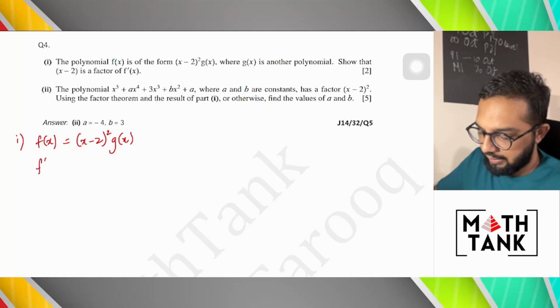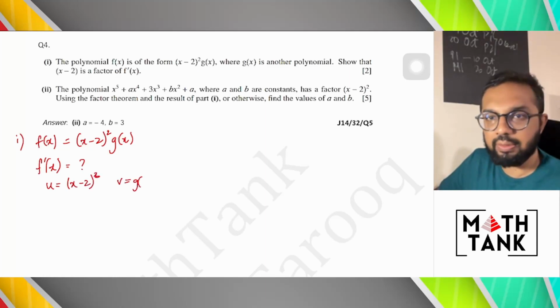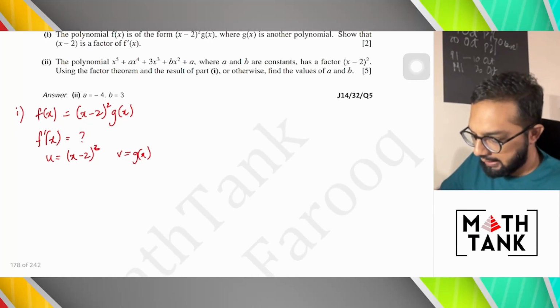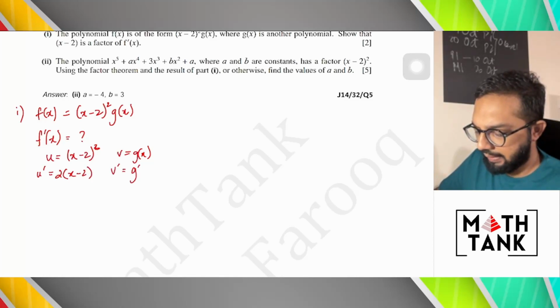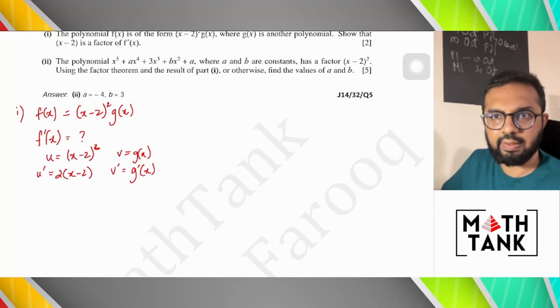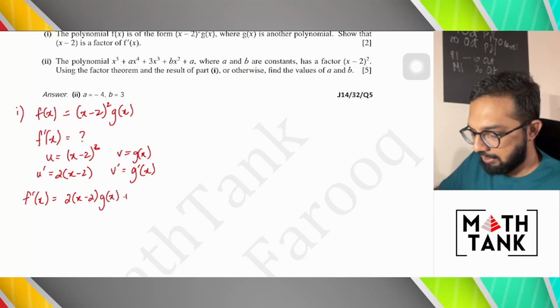Okay, so f bar of x has to be calculated. Can I say that it's again the product rule? There are two expressions that are multiplying together. Yes, the second expression is not visible to me, but I can still try to solve it. So u dash gives me 2 times x minus 2, and v dash gives me g bar of x. Again, g bar of x is something I don't know. So f bar of x then becomes u dash v plus v dash u.